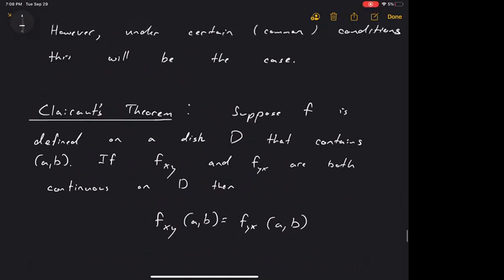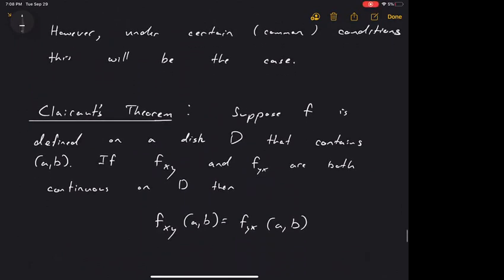All right. So when are these things equal? Well, we have this nice theorem. I assume that's pronounced Clairaut. I'm not 100% sure. Let's say it's Clairaut's theorem. Suppose f is defined on a disk D that contains the point (a, b). This is a very common setup for problems or theorems in mathematics. Something defined on the disk.